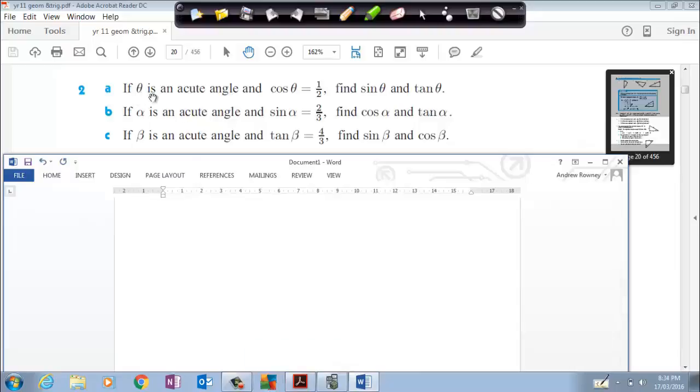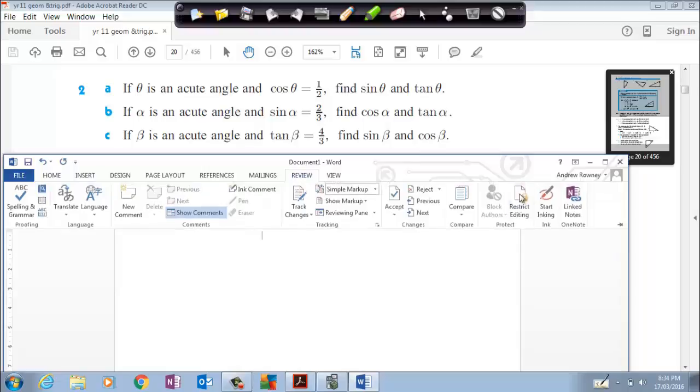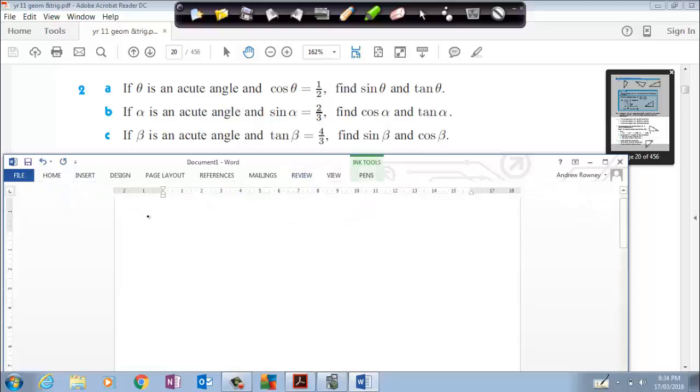Okay, the next question is, if theta is an acute angle, cos theta is a half, find sine and tan. To do that one, we write down cos theta equals a half, and we could draw a triangle because we know it's a right angle triangle. Because cos is adjacent over hypotenuse, if we put theta there, the adjacent must be 1 and the hypotenuse is 2. It doesn't have to be like that because it's a ratio. We could actually put 2 there and 4 there. It's in the ratio of 1 is to 2.